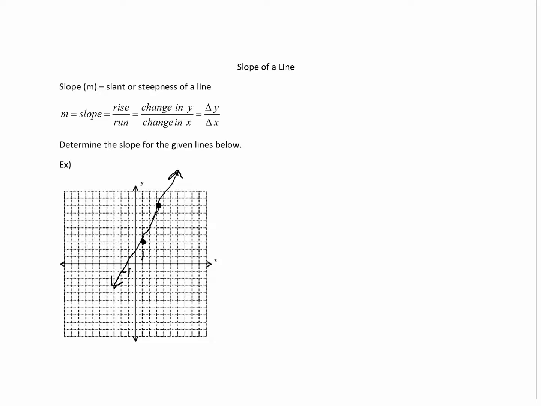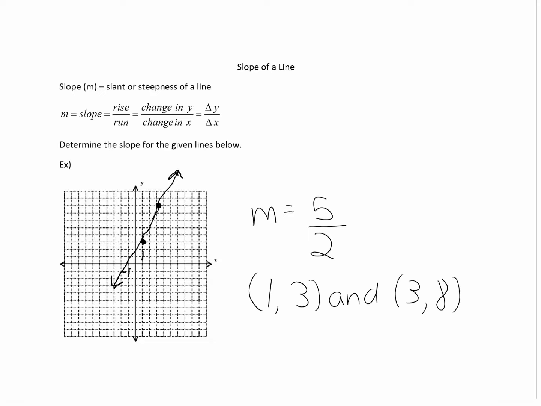All right, so let's determine the slope for the given lines below. I'm going to use these two ordered pairs here to do that. I'm going to start with this point. For the change in y, I need to go up 5. Because I'm going up 5, that'll be positive, and I go to the right 2. Because I'm going to the right 2, that is positive. So here my slope is 5 over 2. Now, I'm going to write down the two ordered pairs that I used to determine this slope. They are (1, 3) and (3, 8).